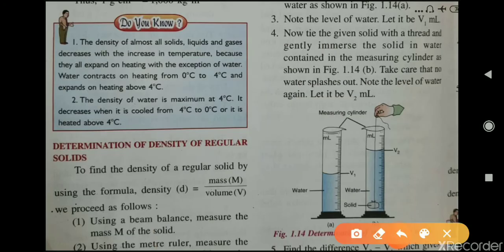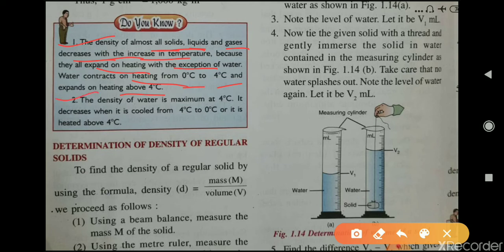Now, the density of almost all solids, liquids and gases decreases with the increase in temperature because they all expand on heating, with the exception of water. Water contracts on heating from 0 to 4 degrees Celsius and expands on heating above 4 degrees Celsius. Therefore, the density of almost all solids, liquids and gases decreases with increase in temperature.